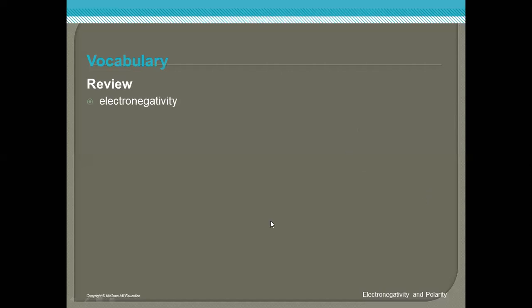Okay. Electronegativity, it means what? Electronegativity is the tendency of an atom, the ability of an atom in a covalent compound, to attract electrons to itself. So can you understand?